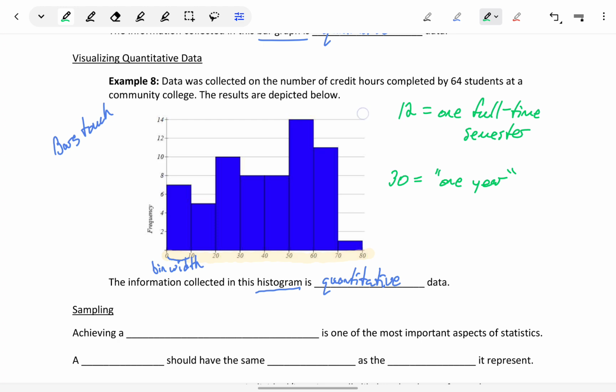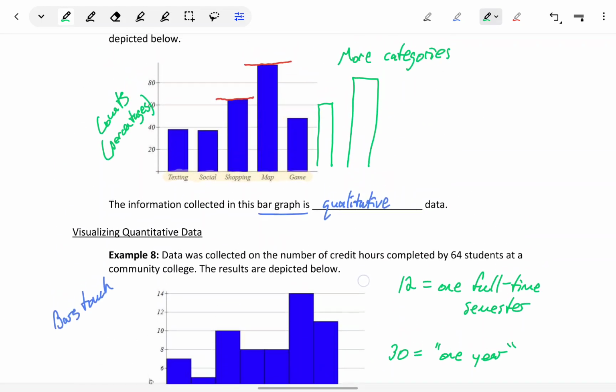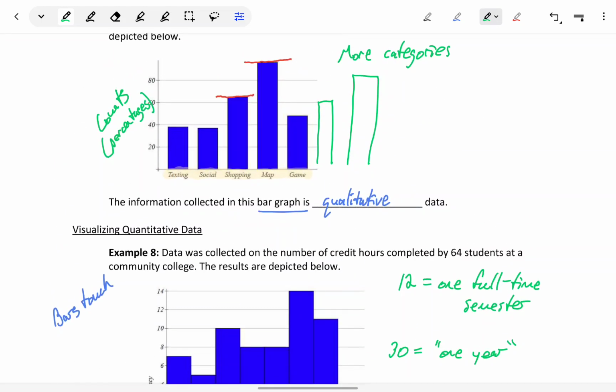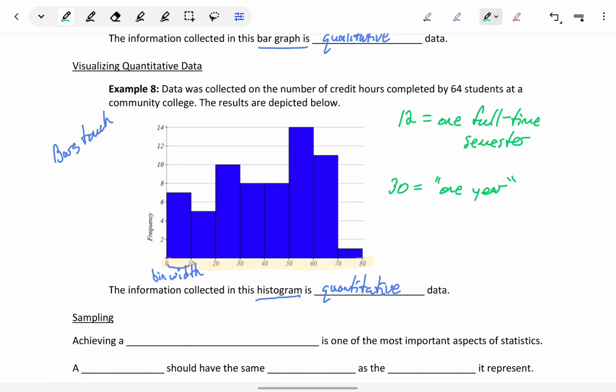But the distinction again being that with a bar chart, we are representing qualitative data. Each bar reflects a different category, a different type of response. With a histogram, each bar, that width represents a range of values, with the height still indicating how many people or what percent of people fell into that category. So what percent or how many people have completed between 0 and 10 credit hours of college coursework.